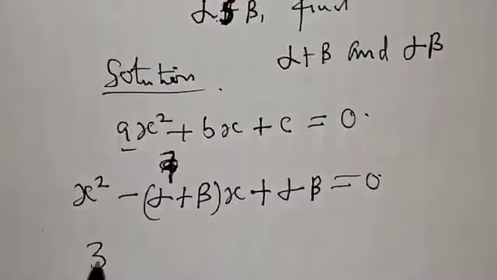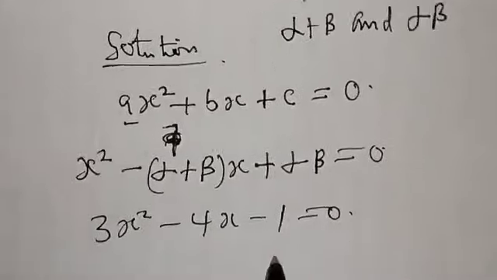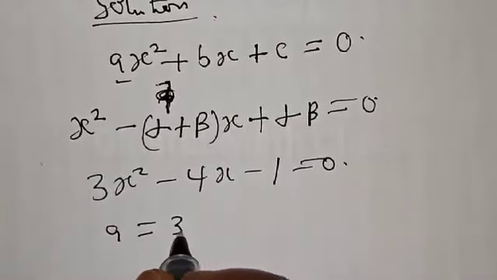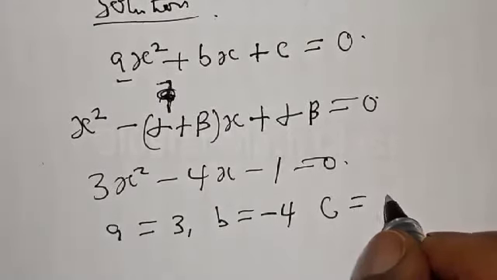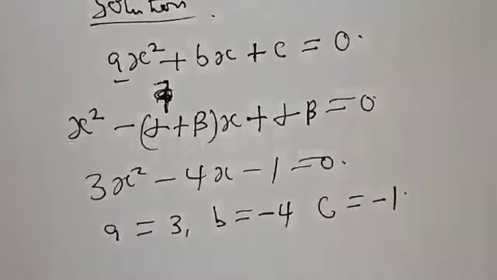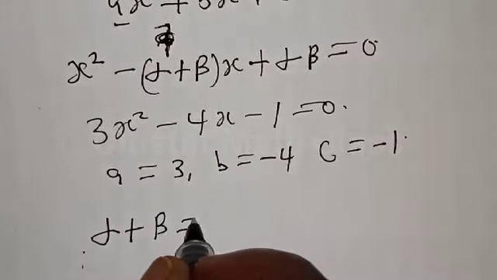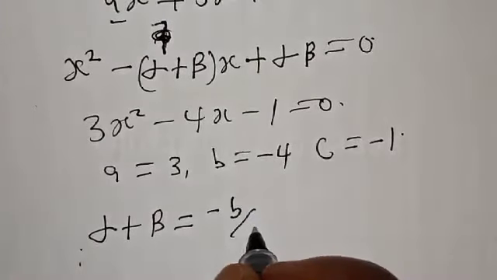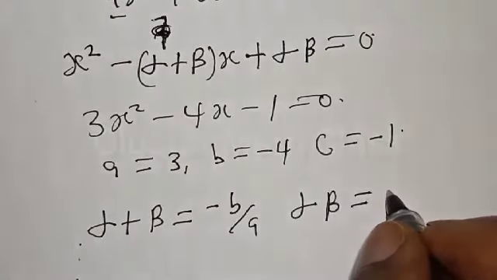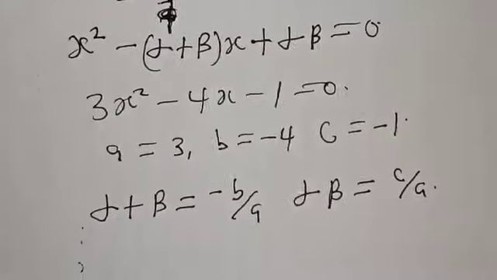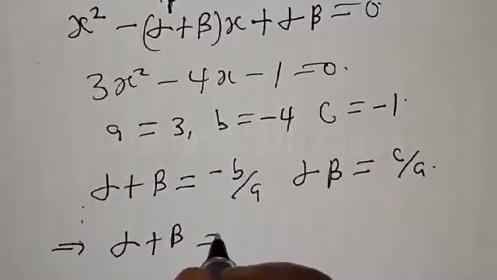We have 3s squared minus 4s minus 1 equal to 0. Then a is equal to 3, b is equal to minus 4, and c is equal to minus 1. Therefore, our alpha plus beta is given as minus b over a, while alpha beta is equal to c over a.